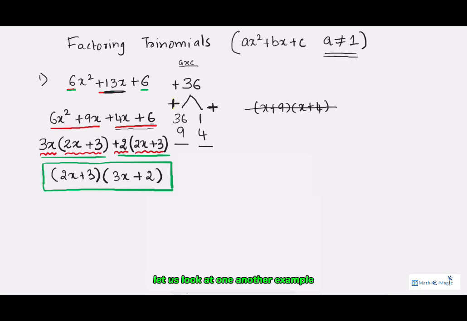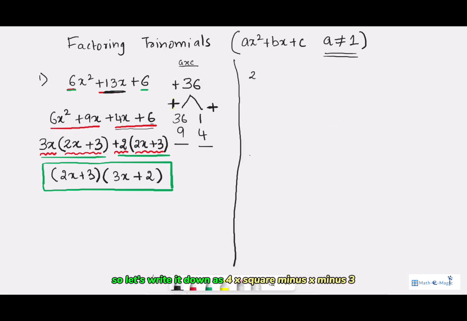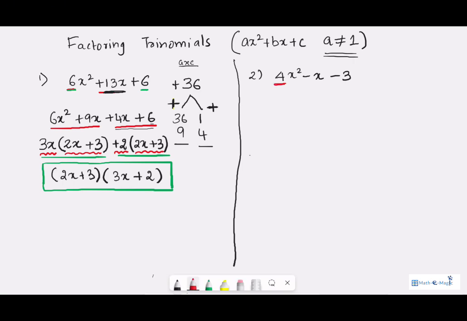Let us look at another example. Let me write down the example here. So let's write it down as 4x square minus x minus 3. Once again, over here we can see that our a is not equal to 1. Okay, so let us use the product-sum method.